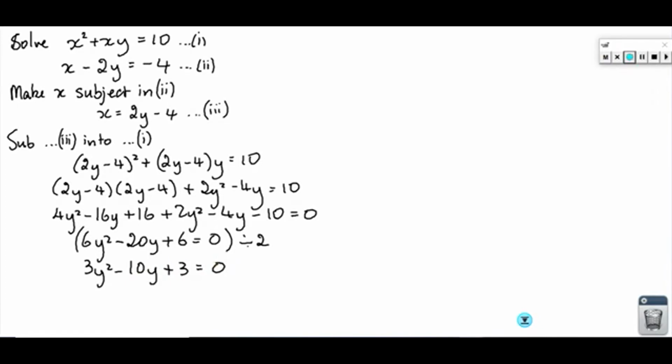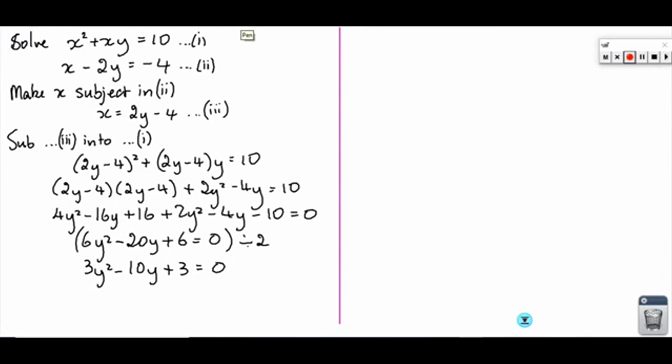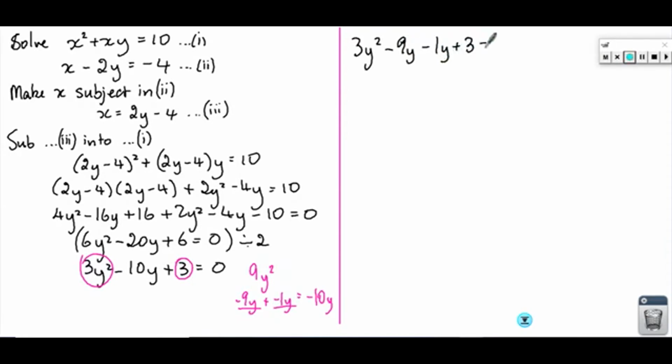Again, I'm going to factorize that. I'm going to continue on the other side of the page. So, multiplying again 3y squared by 3, I get 9y squared. I'm going to find two factors of 9y squared, which when added give minus 10y, the term in y in this case. So 9 times 1 is 9, 9 plus 1 is 10, so minus 9 minus 1 is minus 10. So I get 3y squared, and I'm going to substitute minus 10y by minus 9y minus 1y plus 3 is equal to 0.